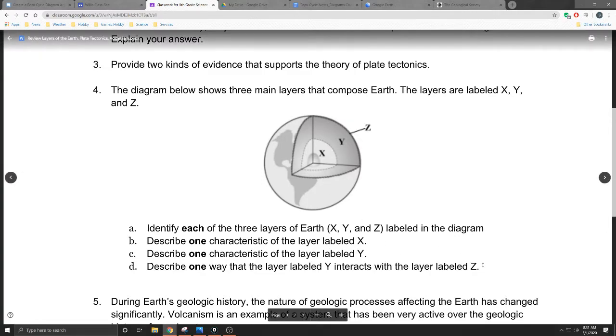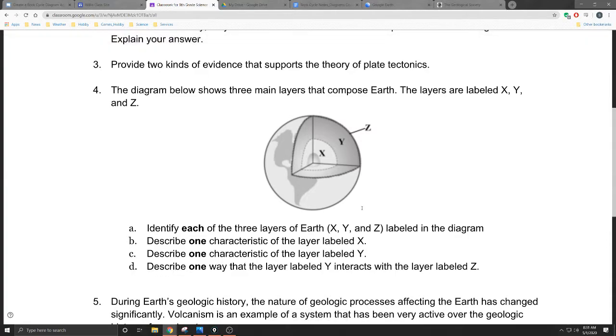And then Z, the continental plates, or the crust, right, are going to be broken up into two types of crust. So continental and oceanic. Continental is made primarily of granite.